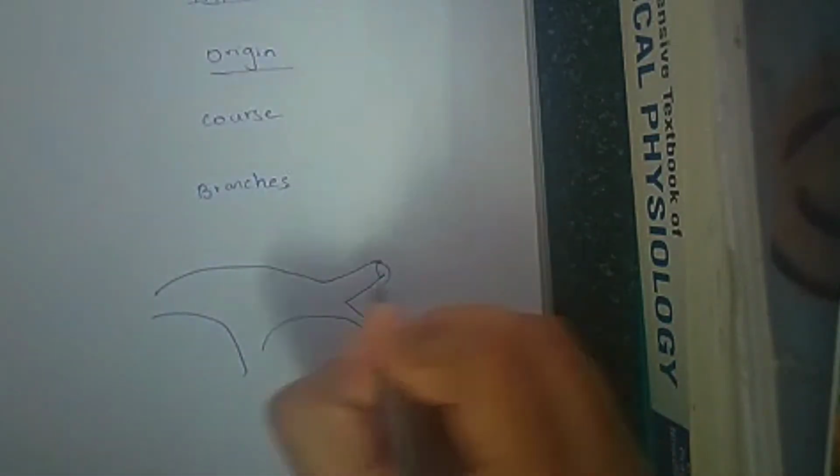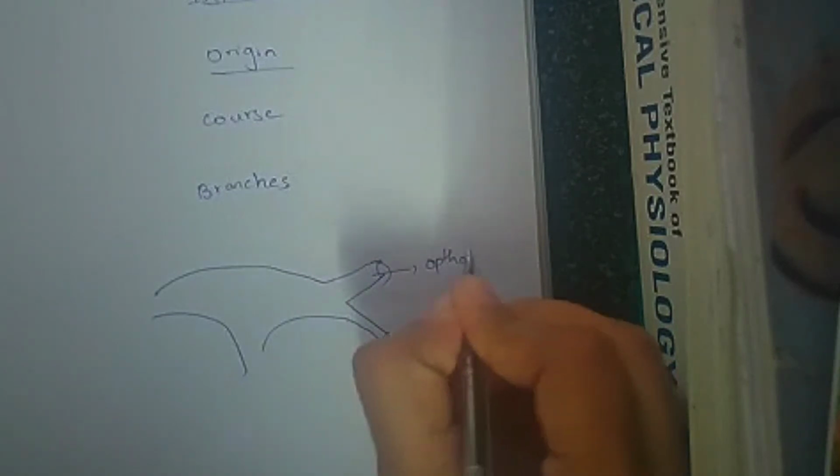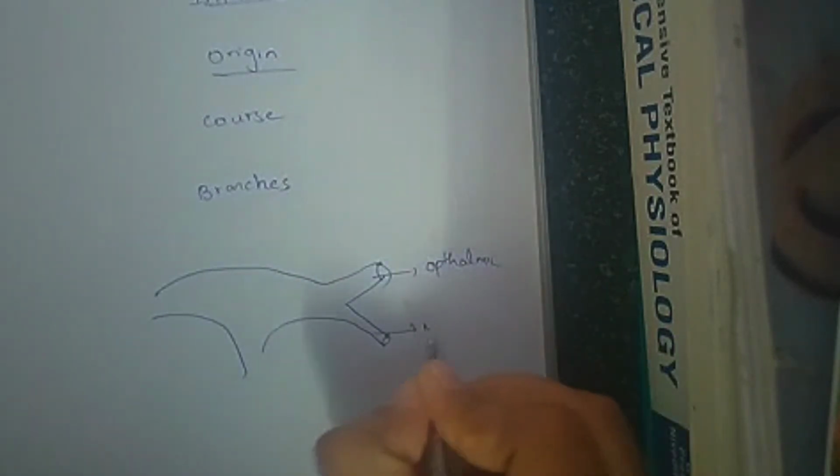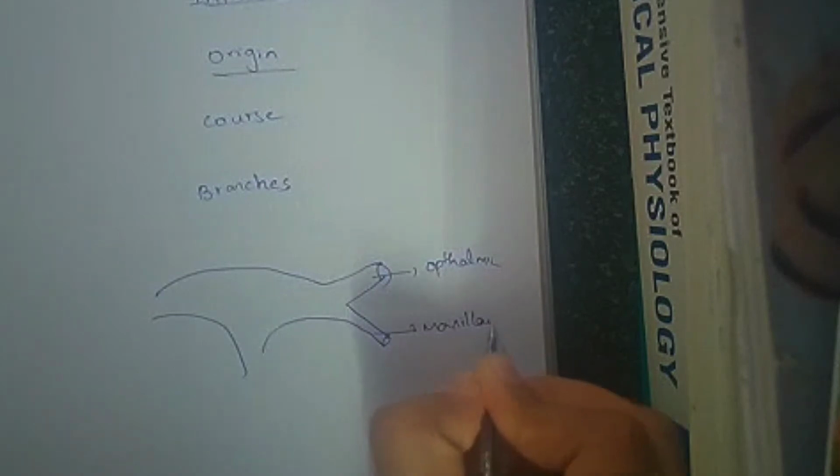Coming to the origin, it arises from the trigeminal ganglion. Trigeminal ganglion consists of three divisions. They are ophthalmic, maxillary, and mandibular. This is the ophthalmic division, maxillary division, and mandibular division.